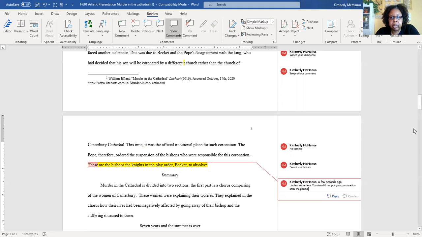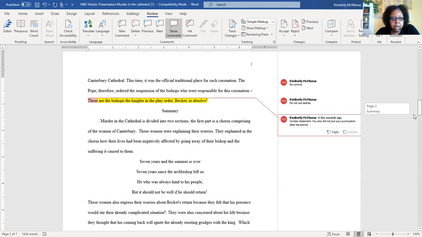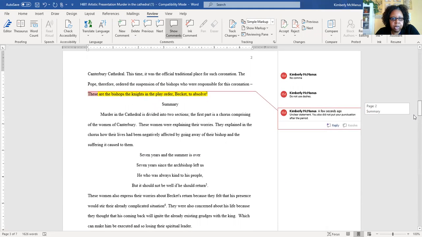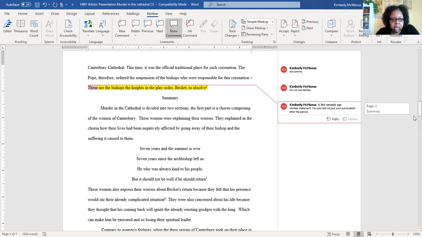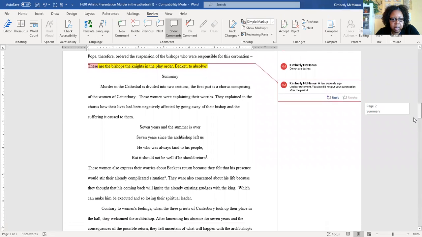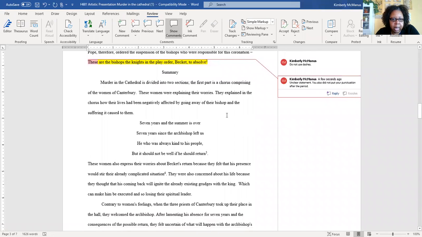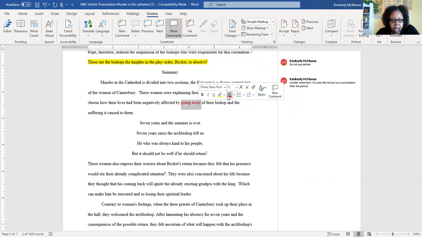Then you have summary. Murder in the Cathedral is divided into two sections. The first part is the chorus comprising of the women of Canterbury. These women are explaining their worries. They explained in the chorus that their lives have been negatively affected by the going away of their bishop and the suffering it caused to them.